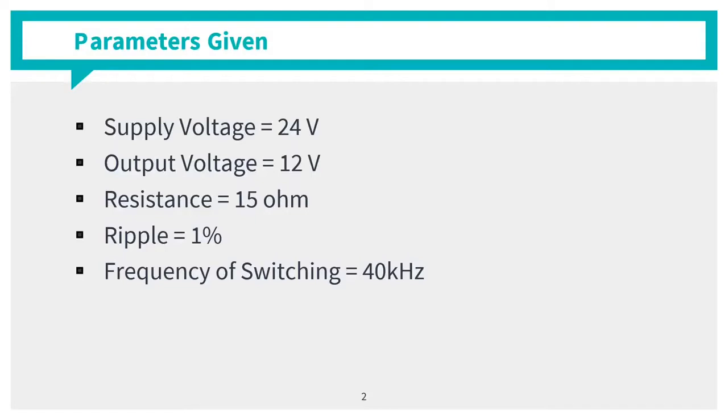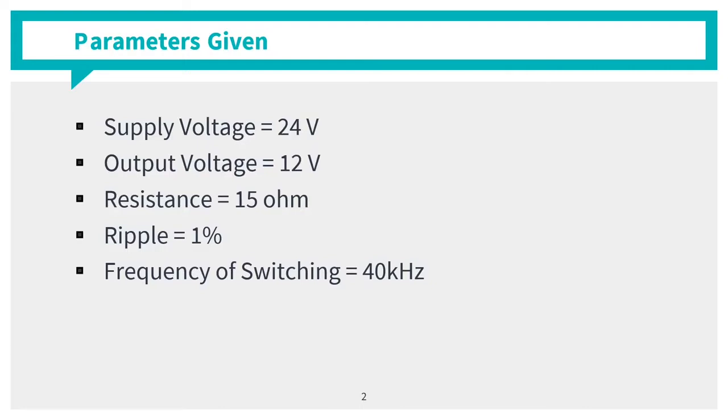The supply voltage is 24 volts and we desire an output voltage of 12 volts. It will come as minus 12 volts in the simulation, with an error tolerance of 5%. The resistance of the load is 15 ohms, the ripple is 1%, and the switching frequency is 40 kilohertz.